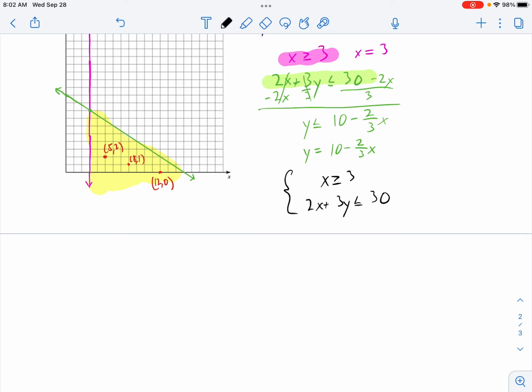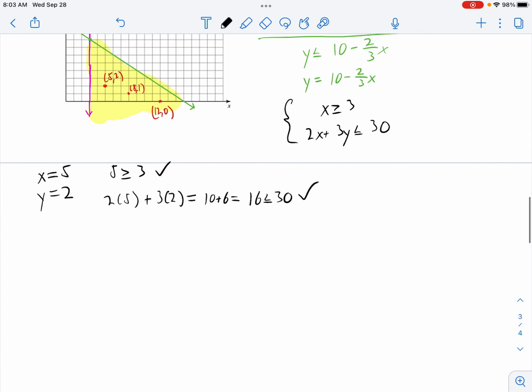So first of all, 5, 2 means x equals 5 and y equals 2. Okay, so 5 is greater than or equal to 3, so that checks out. I'm buying at least 3 pounds of hamburgers. And then 2 times 5 plus 3 times 2, that equals 10 plus 6, which equals 16, which is less than or equal to 30. So I'm only going to spend $16. We're under budget, okay? So that works, okay?